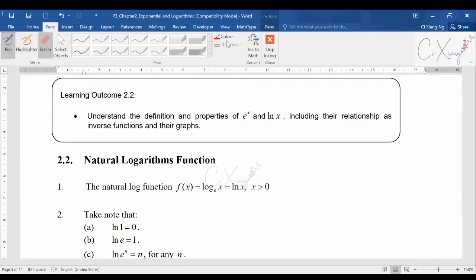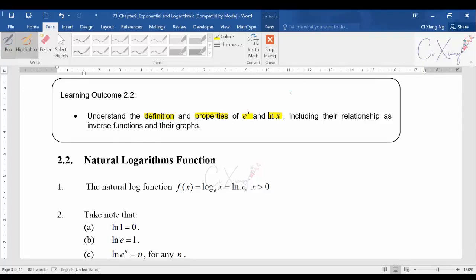Okay, so for this video, we are going to learn the natural log function. So what is natural log? Maybe we can have a look at the learning outcomes first. For today's learning outcomes, we are going to learn the definition and also the properties of e power x and also ln x.